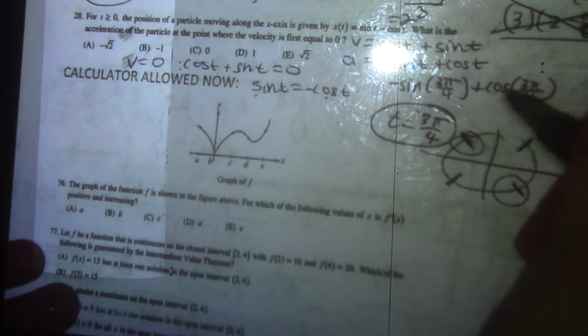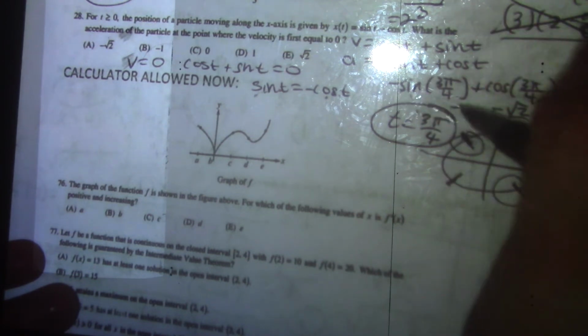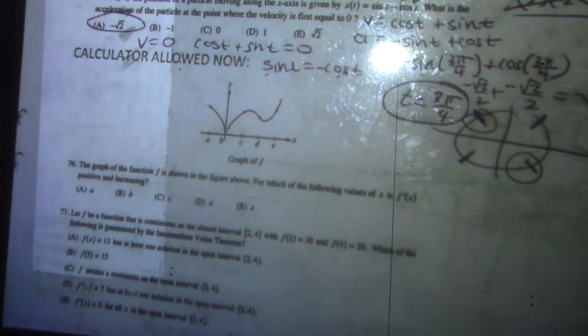That's the time you're looking at, and then you need to know what is the acceleration at that time, so you just substitute it in. So negative sine of 3 pi over 4 plus cosine of 3 pi over 4. And then the cosine is the negative root 2 over 2, and then the sine is positive, but it has a negative out front, so root 2 over 2. And then that just becomes equals negative root 2, A. A lot of trig there.